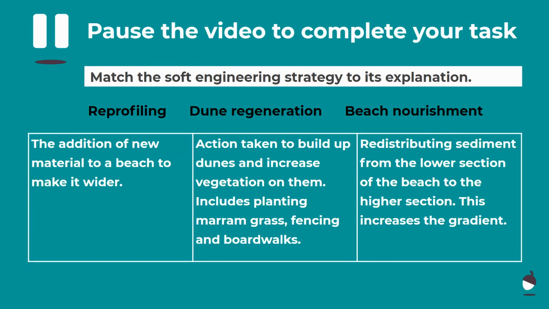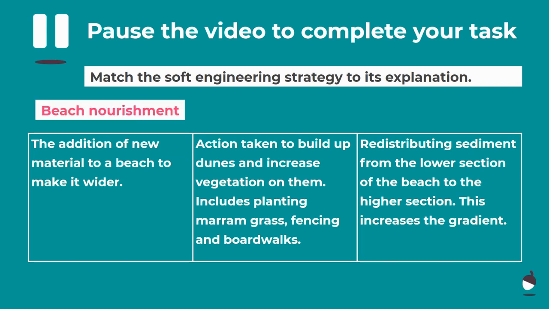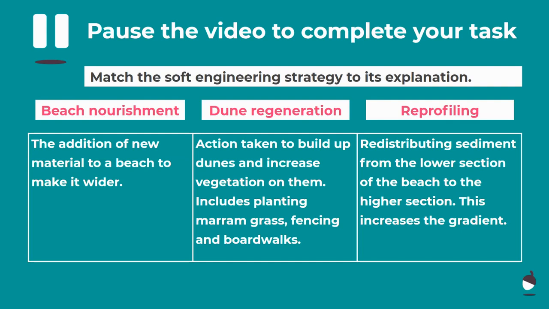First task, simple one. All I would like you to do is match up the definitions to the type of soft engineering. Pause the video. I'll see you in a second when you're done. Let's match them up. Big tick if you got that. Beach nourishment is the addition of new material to a beach to make it wider. Big tick if you've got that. Dune regeneration is action taken to build up the dunes and increase their vegetation. And finally, reprofiling is redistributing sediment from the lower section of the beach to the higher section.